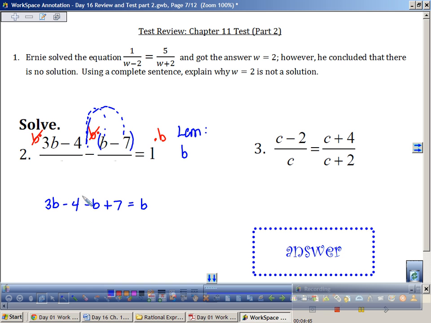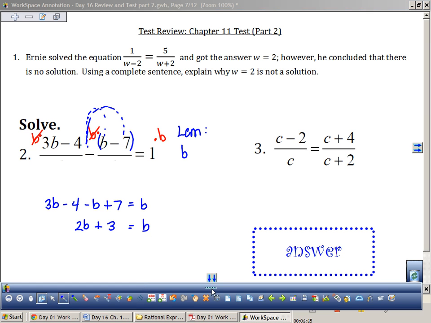So how many b's do I have total right here? 2 b's. 3 b's minus a b makes 2 b's. Negative 4 and positive 7 makes positive 3 equals b. I've got a 2b over here and a b over here. Which one would be easier to move? 1b would be easier than moving 2 b's, right? So I'm going to subtract b from both sides.